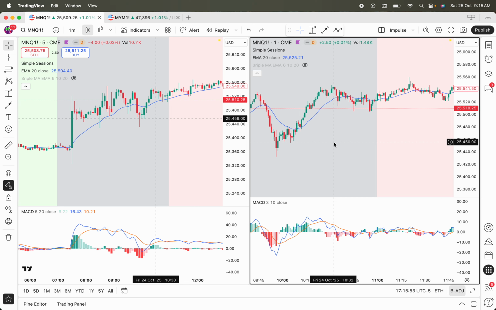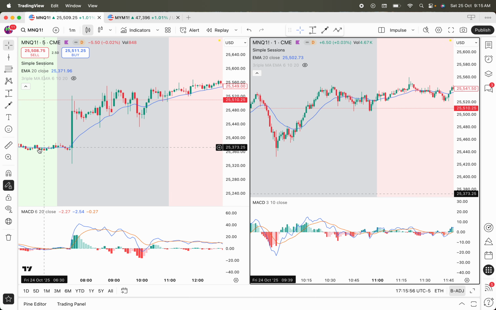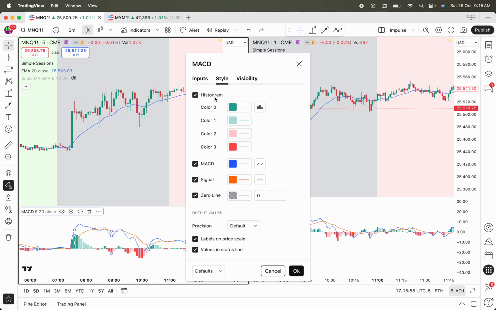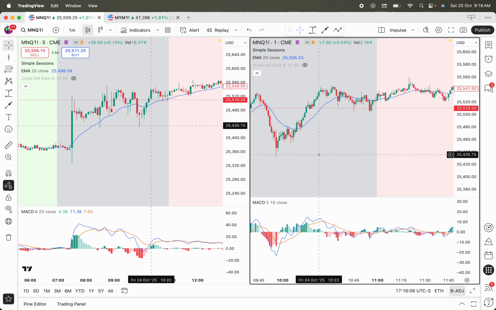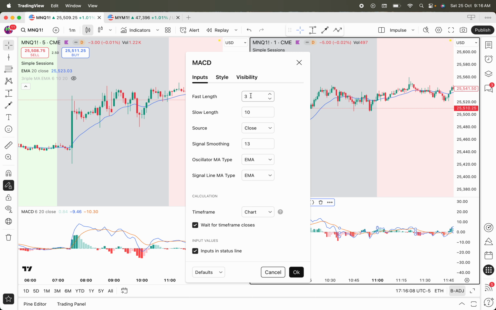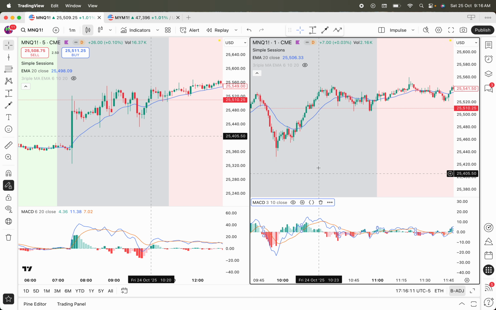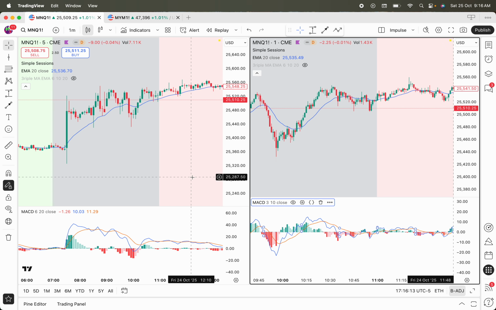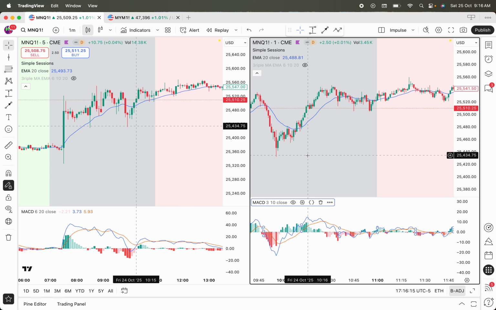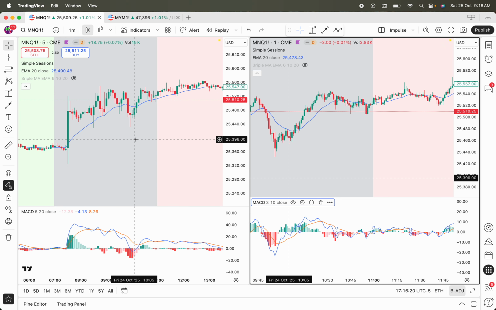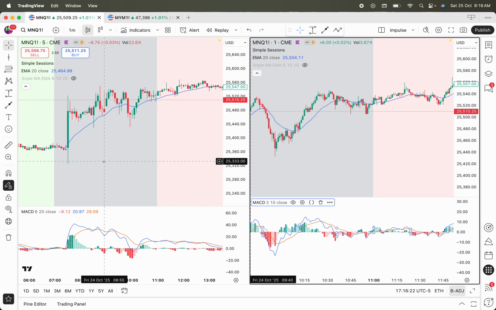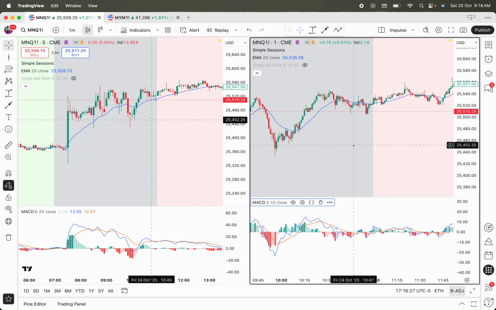Now, the MACDs are a little bit different. They're both set differently. On the 5-minute chart, it is set to 6, 20, and 9. And on the right-hand side, it is set to 3, 10, and 13. Why these numbers? Well, these are just numbers that I found to work really well when using the MACD for my style of trading. I find the stock standard 12, 26 too slow on the 5-minute and also the 1-minute.